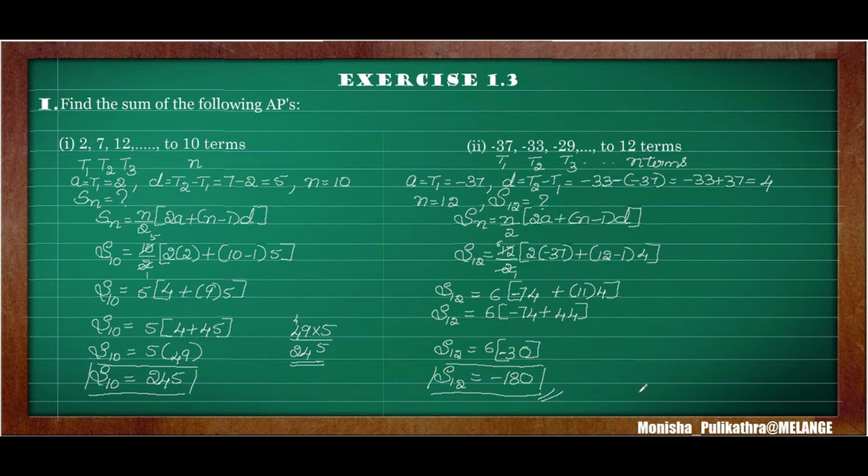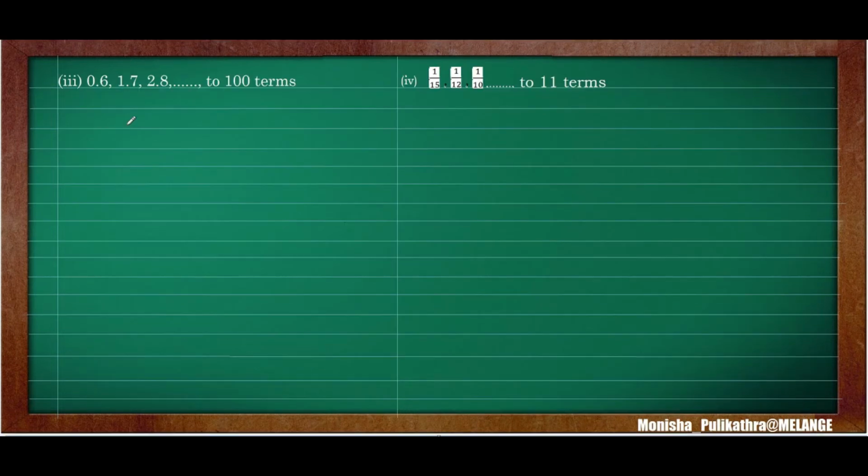Hope you understood this. This is the easiest problem, where in each and every board paper there will be one sum pertaining to this SN formula. Moving on to the third question of exercise 1.3. Here this is T1, T2, T3 up to N terms.